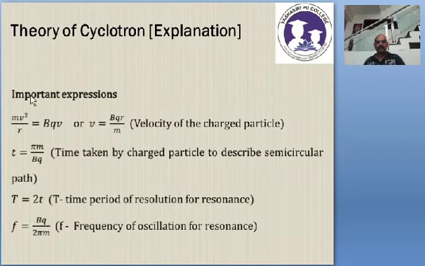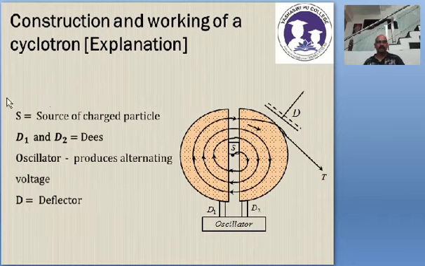See that you just remember the important expressions. mv squared by r is equal to Bqv. Oh, wait. We will learn the construction first, then we'll go for this one. See here, you can see D1 and D2. Please listen. I'll also explain the construction and working in the same slide. D1 and D2: what you have to understand here is very simple.